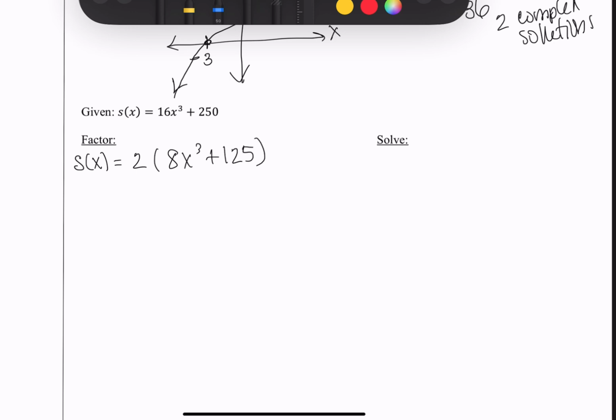And lo and behold, both terms here are perfect cubes. So this binomial is a sum of 2 cubes. If you don't know that, you have to recognize that 8 is actually 2 cubed. So I can write 8x cubed as 2x cubed. And 125, well, guess what? That's just 5 cubed. So now my a is actually a product of 2 factors, so it's going to be a little bit trickier. And my b is 5.